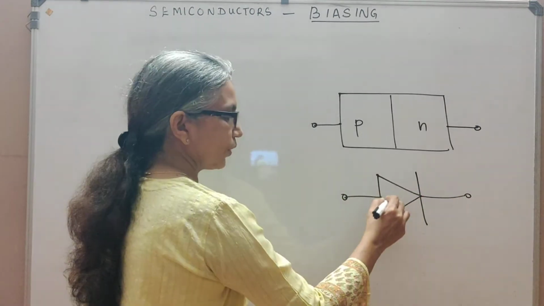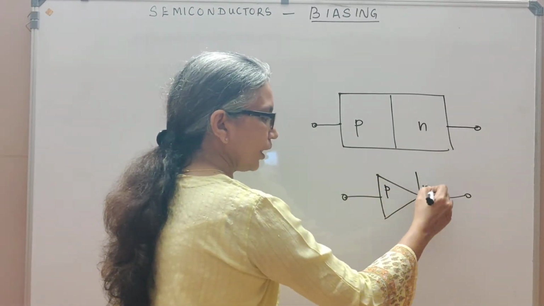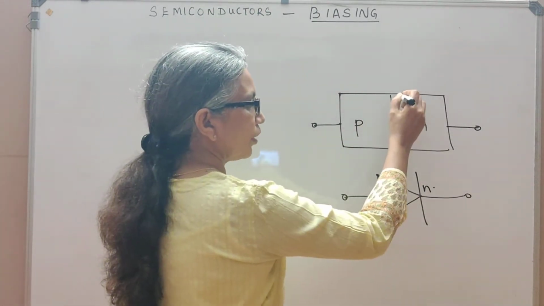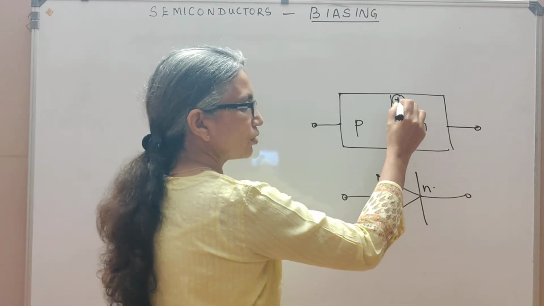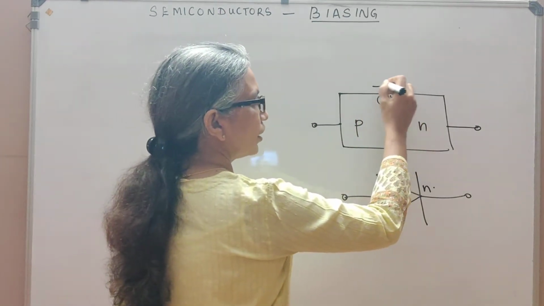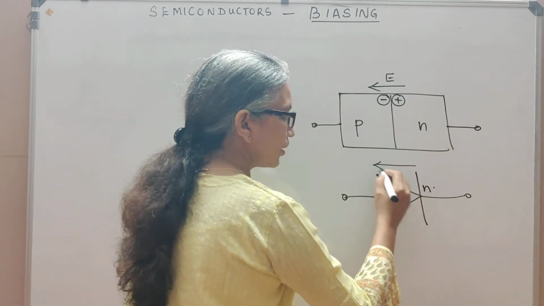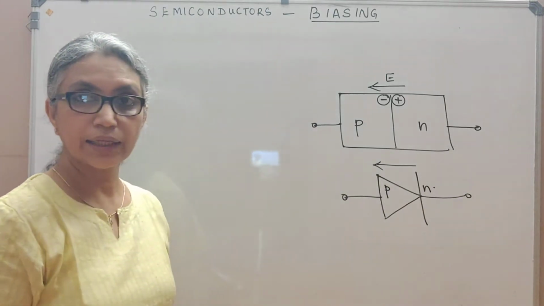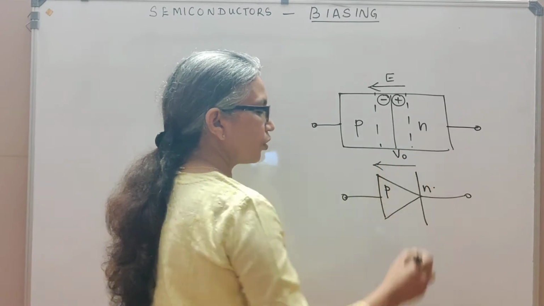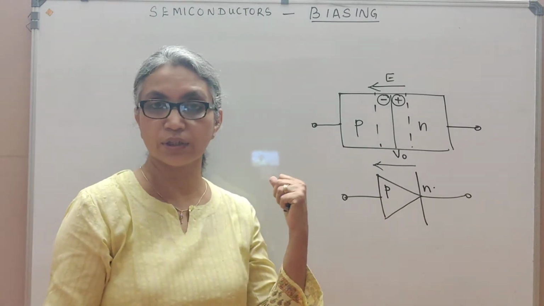Now this triangle that we have here represents the P side, the P type, and this line is the N type. When we discussed in our previous session, we saw that here we have immobile positive ions and here we have immobile negative ions, so that your electric field is directed in this direction. So your electric field is always from N to P, and the potential barrier that exists at the junction, which we call V0, is actually favorable to the drift current.